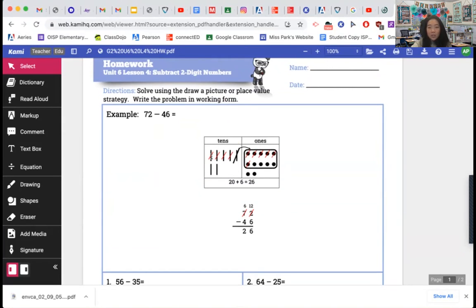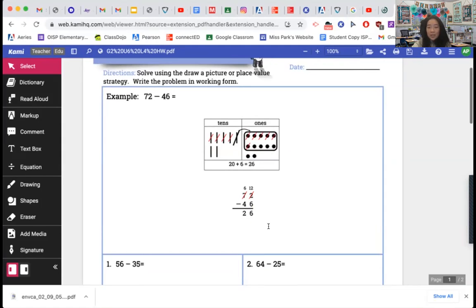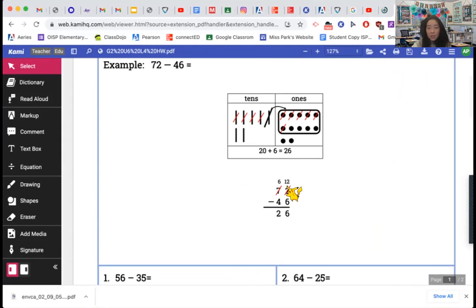72 minus 46. So they put 70 in the tens place and then 2 in the ones place. There wasn't enough to subtract 46. So then they took away a 10 and broke it up into 10 pieces so that there was 12. Then they subtracted 6 so that they had 6 left over. Then they subtracted 4 so that they had 2 left over. And then they added 2 tens equals 20 plus 6 ones equals 6. 20 plus 6 equals 26. If you do it this way, what they did was they regrouped.